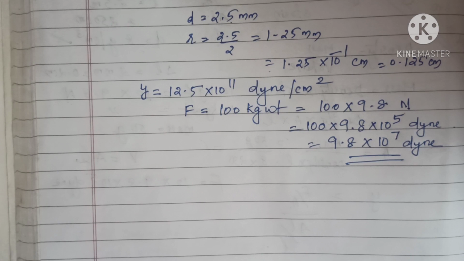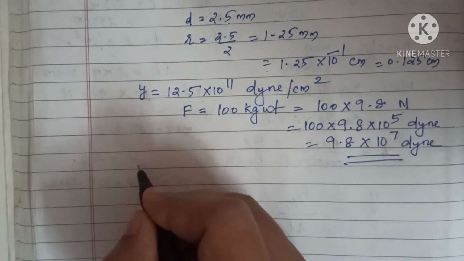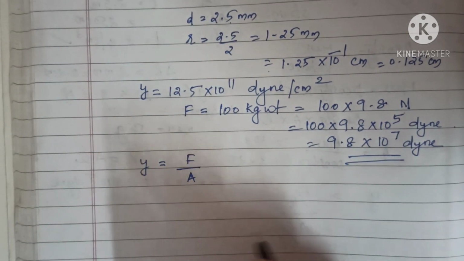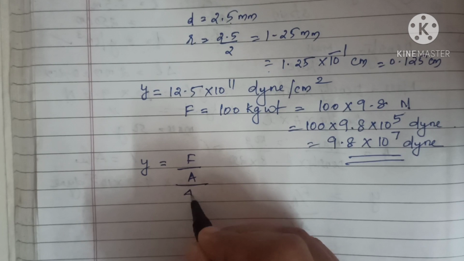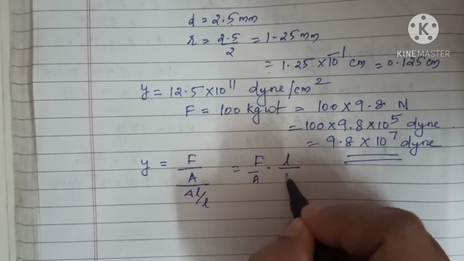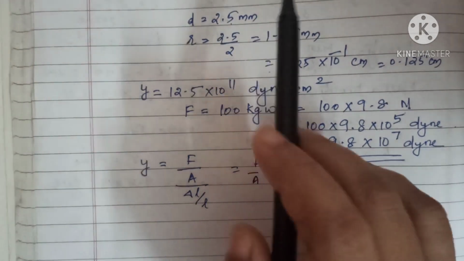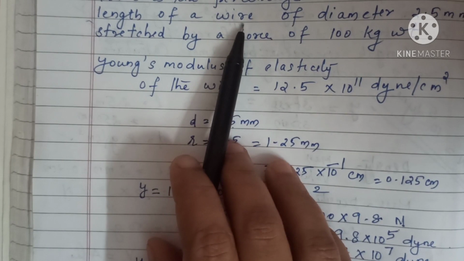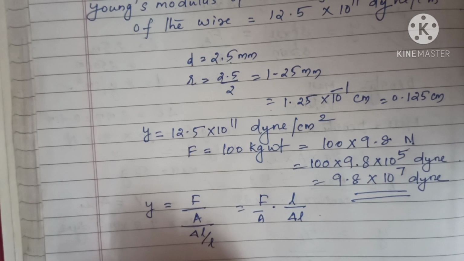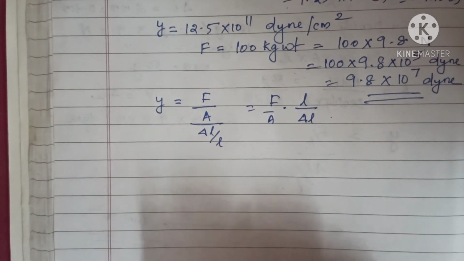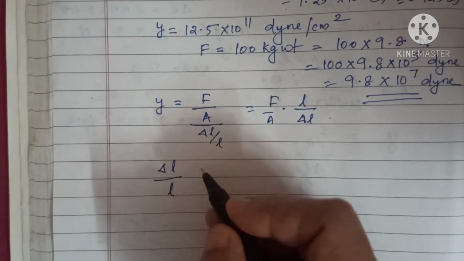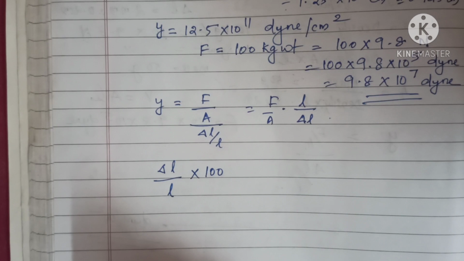So I think now the terms are okay. Now we can write the expression: Y equal to, this is our general expression and always we use this one for most of the cases, F by A by delta L by L, or F by A into L by delta L. Clear? We have to find the percentage increase in the length of wire. So first we have to find what? Strain, isn't it? Not only the strain, we have to find it in the percentage form. That is delta L by L into 100 we have to find here.